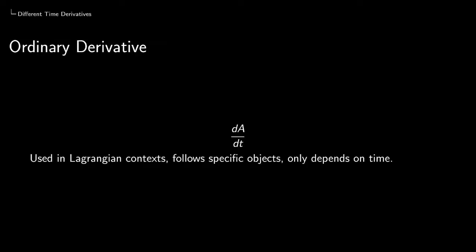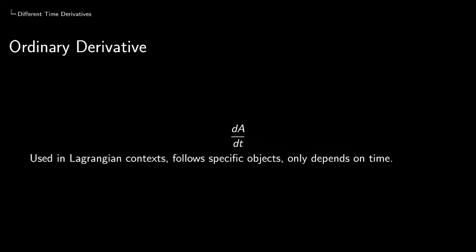So the simplest derivative is the ordinary derivative. This is the one that everyone knows and loves: dA/dt, partial a, partial t, what have you. This is generally used in Lagrangian contexts when we're just tracking things and seeing how they change as they move about. There's only a dependence upon the time.